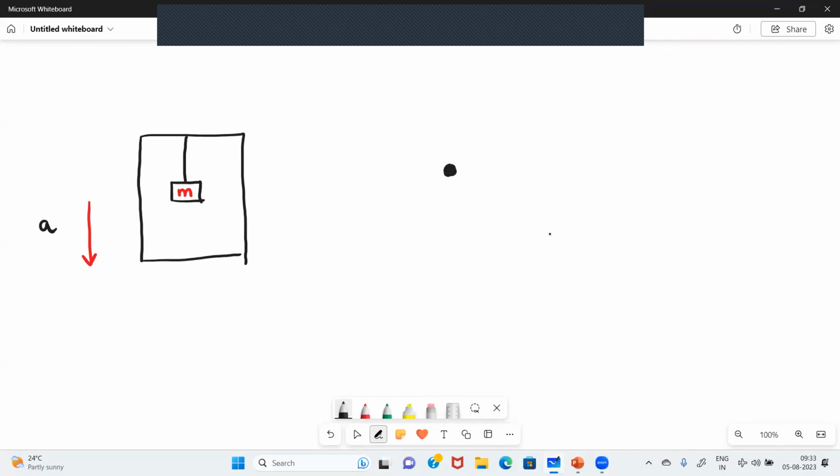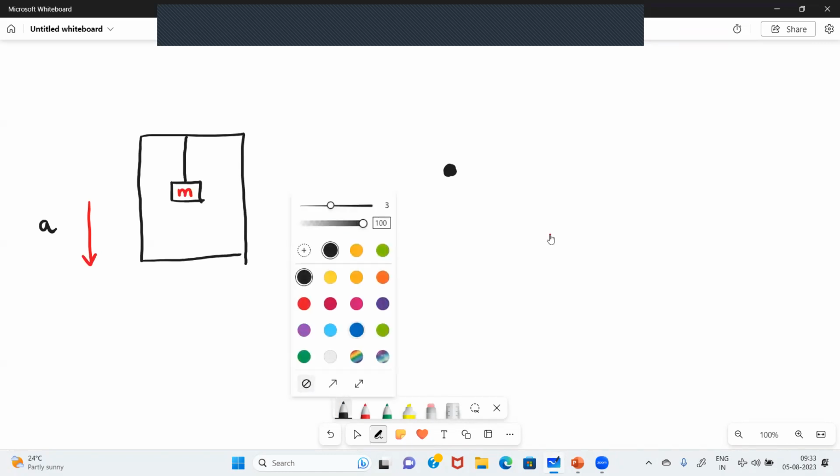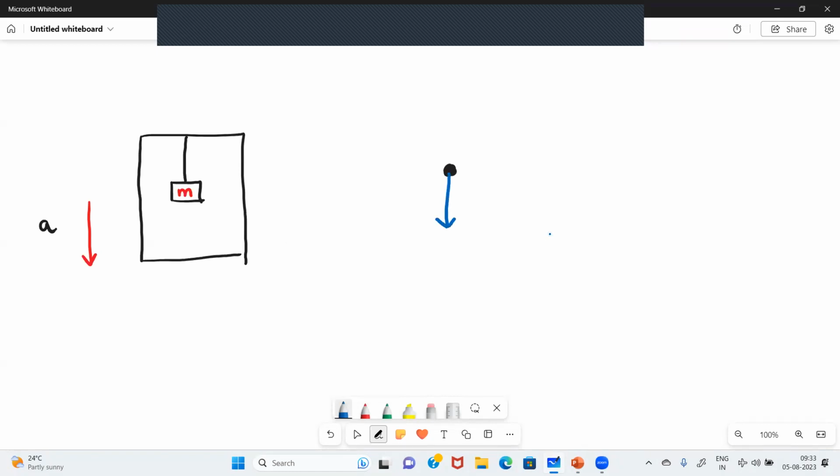When I'm talking about the free body diagram, I will consider this mass as a point. What are the forces acting on this mass? Yes, Enoch, tell me. Mg downwards, yes. Tension upwards.